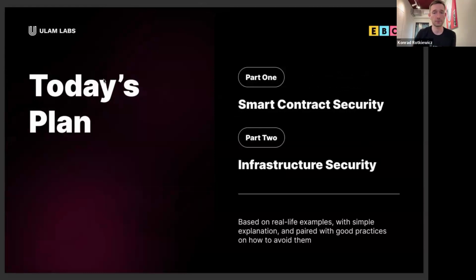And the agenda, today's plan looks like that. In part one, Łukasz will be talking about smart contract security. In part two, I will be talking about infrastructure security. In both parts we'll be providing real life examples, with explanations and good practice on how to avoid them. I think we can start. Łukasz will be first.